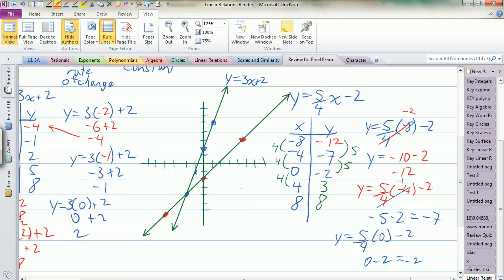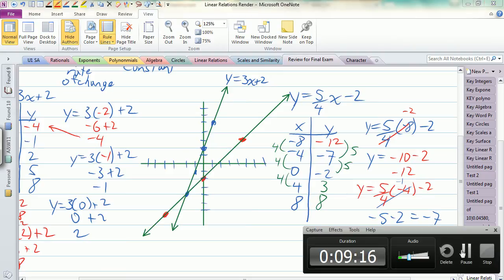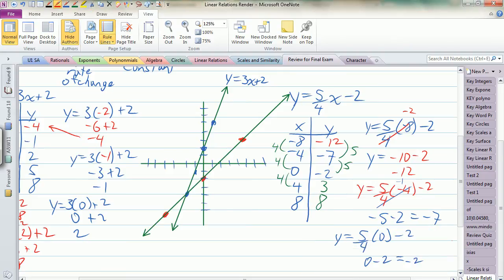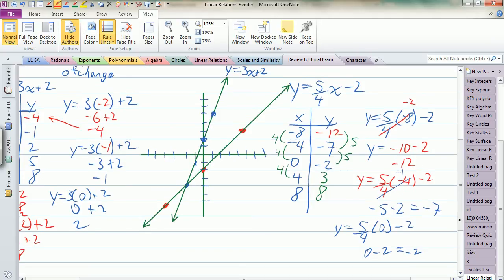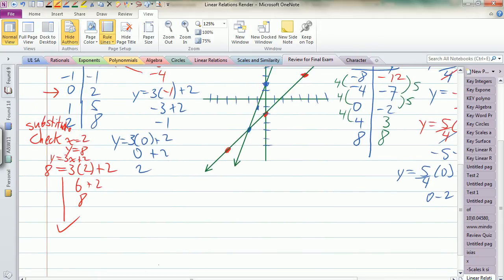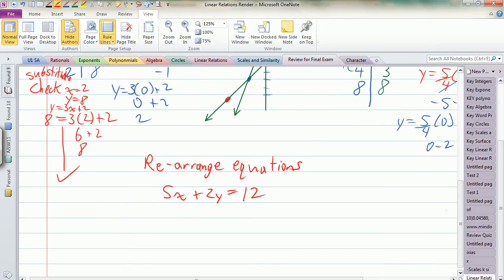And so this one is y equals 5/4x minus 2. Any questions? Any questions? Now after that we have to rearrange equations, because we didn't know if they had fractions or not. So if we had 5x plus 2y equals 12, we had to rearrange the equations.